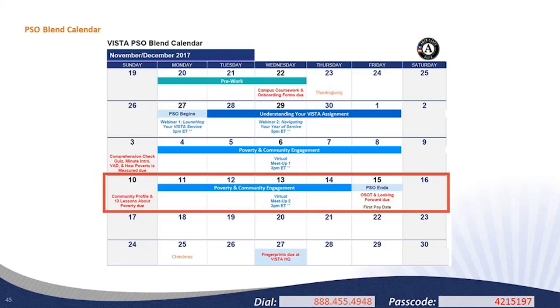You'll want to save all of the work and later reference the information that you get throughout the blend, because we believe it's going to come in handy for about the next 3 months until you're fully settled into your community. And then, believe it or not, you are finished with the PSO blend. Woohoo!